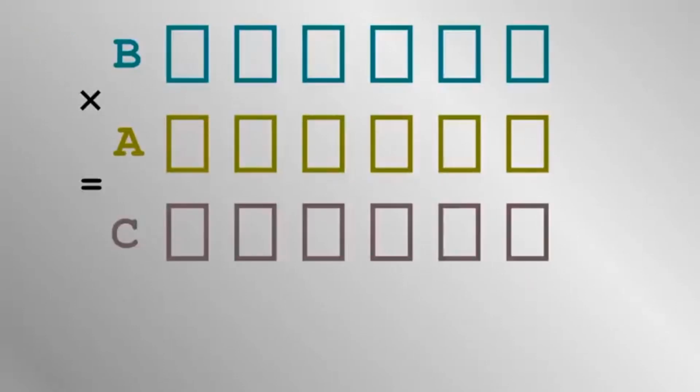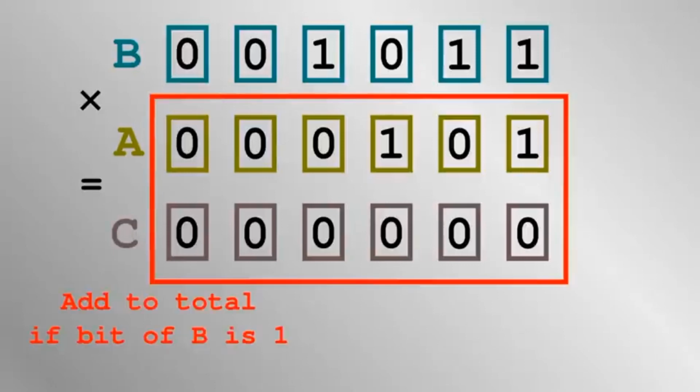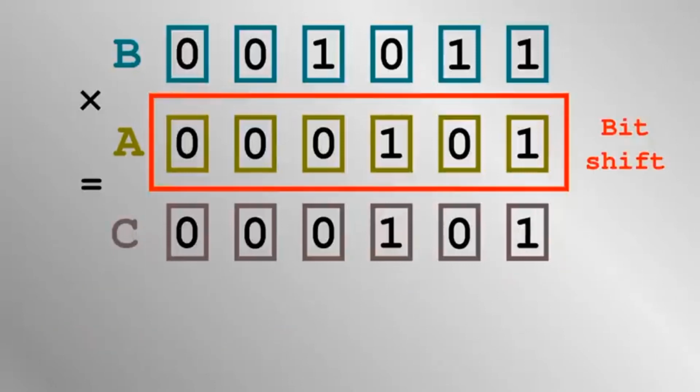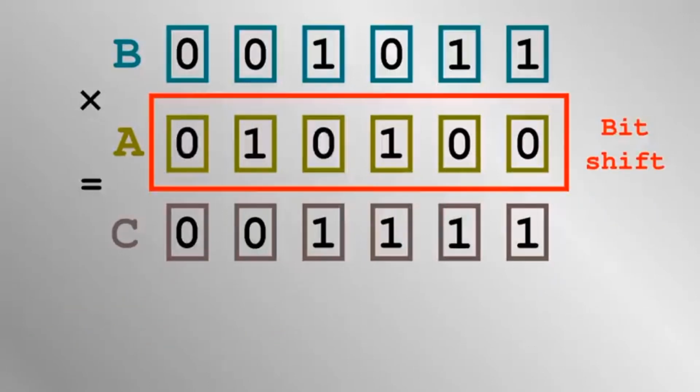So binary multiplication of a by an arbitrary number b works as follows. Begin with 0. If the rightmost bit of b is 1, add a. Bit shift a once, and if the next bit of b is 1, add this to the total. Continue for every bit of b.